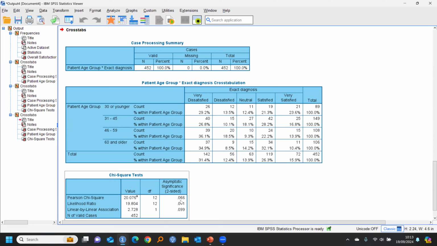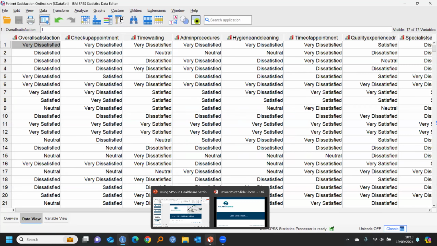Turns out that that value is greater than 0.05. We would say there's not enough evidence here to reject the null hypothesis that age group and satisfaction of exact diagnosis are independent of one another. So that's one of the first things we're looking at here.